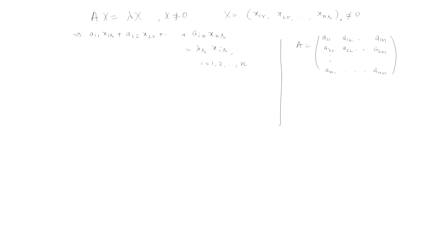When you put i equal to 1, it is a11 x1r plus a12 x2r and so on up to a1n xnr, which equals lambda r x1r, and similarly for i equal to 2 to n. Now, you take the modulus on both sides. Because mod of a plus b is less than or equal to mod of a plus mod of b, we can say that this is less than or equal to mod of ai1 into x1r plus mod of ai2 into x2r and so on, mod of ain into xnr.